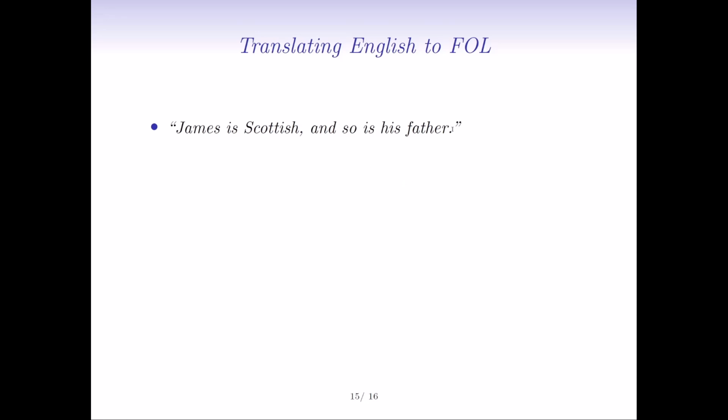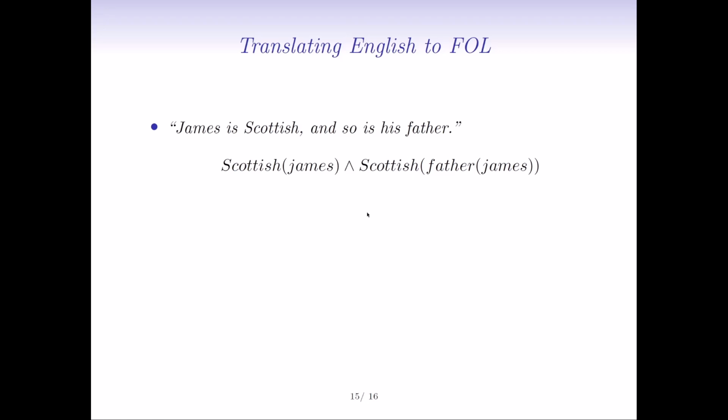And so is his father. So we can say that James's father could be a constant symbol in the language, but actually, assuming that people only have one biological father, I could also render it as a function. Father applied to a person gives you back a person as well. So here's how I've chosen to render this in first order logic. Scottish of James, I've written James with a lowercase to indicate that it's a constant, and Scottish of father of James. So here James is a constant, father is a unary function, and Scottish is a predicate.